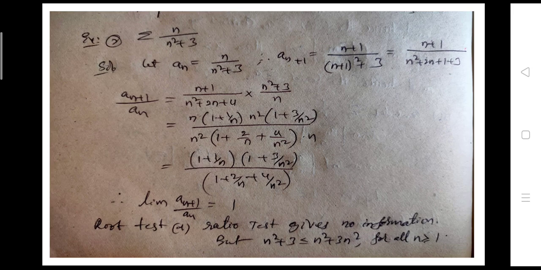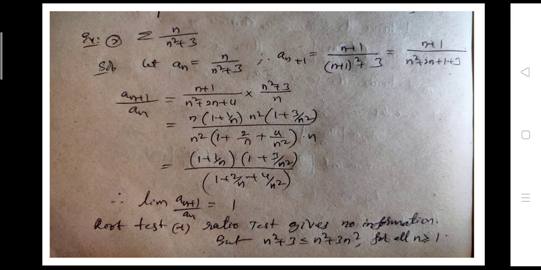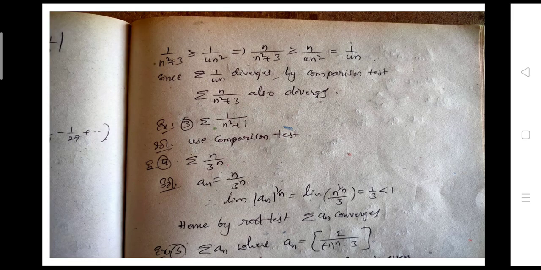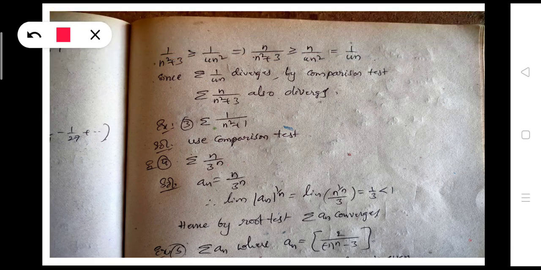And we continue on this slide. 1 by n square plus 3 is greater than or equal to 1 by 4n square. What is in the previous slide? The previous slide is n square plus 3 is less than or equal to n square plus 3n square. We take the reciprocal of this inequality, that is 1 by n square plus 3 is greater than or equal to 1 by 4n square. This implies n by n square plus 3 is greater than or equal to n by 4n square, and this is equal to, n gets cancelled, we get 1 by 4n.